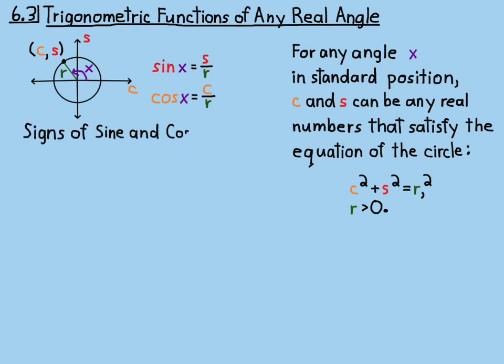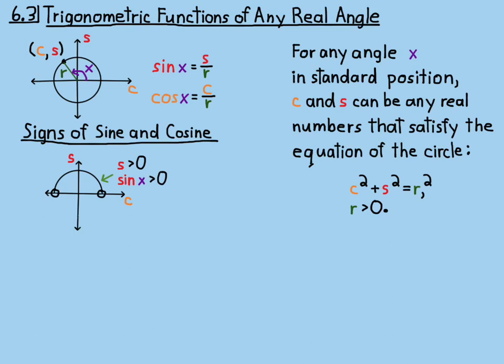Okay, the signs of sine and cosine. And I just graphed them out here. I'm just using the fact that sine is positive when s is positive and negative when s is negative, and cosine is positive when c is positive and negative when c is negative. But I graphed them all out for you. Here s is greater than or equal to 0, so sine x is greater than or equal to 0.